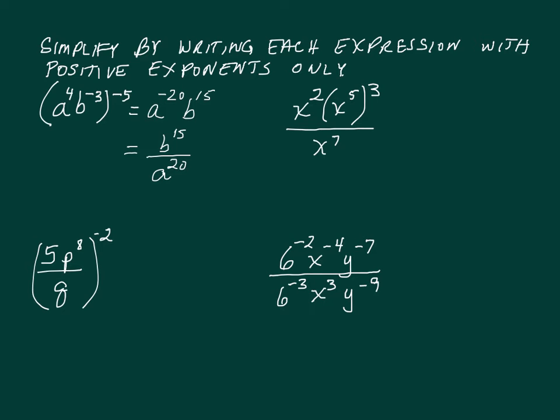Okay? So look at the next one. X squared times x to the 5th, cubed. Well, x to the 5th is cubed, so x squared stays the same. X to the 5th cubed becomes x to the 15th, all over x to the 7th. Now in the numerator we have x to the 2 plus 15, which is x to the 17th over x to the 7th. And then using the quotient rule, we have x to the 17 minus 7, x to the 10th.